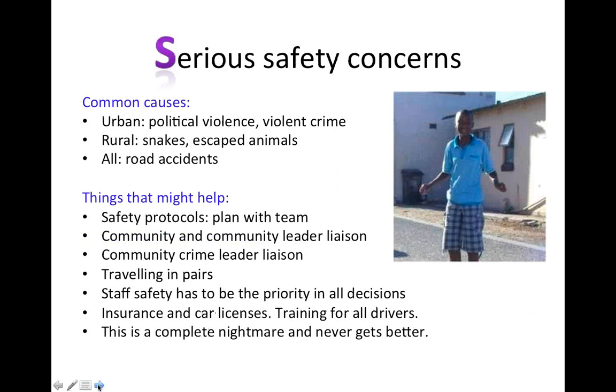So the next thing that I want to talk about is serious safety concerns, and I think this is very important for any kinds of large-scale community fieldwork, but particularly for child protection fieldwork, where the very nature of what you're working on can be very tense. It can be very difficult both within families and in communities.